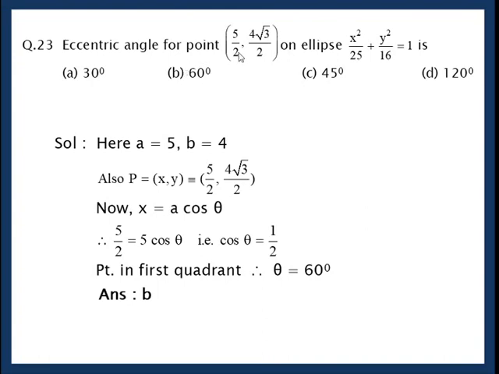Eccentric angle for the point P of theta, so that is the parametric equations of an ellipse. Theta is a parameter, it is also called an eccentric angle. Now for the given ellipse, a is 5, b is 4. So the point x, y is this, which lies in which quadrant? First quadrant. So x is a cos theta. That gives me 5 by 2 equal to 5 cos theta. So cos theta is half. Now the point is in the first quadrant, so sin theta is again positive. So we go for theta equal to 60 degrees. So the correct option is B, Bombay.